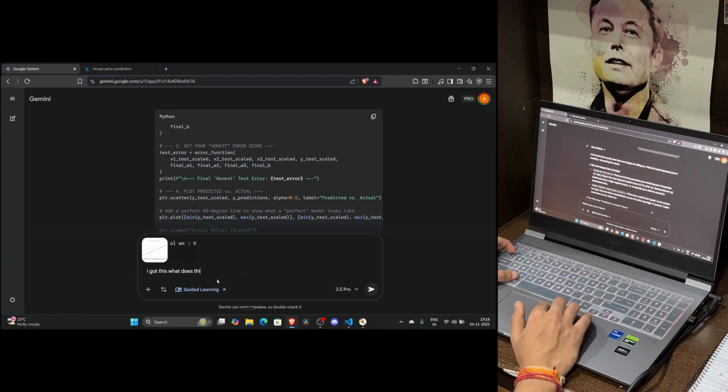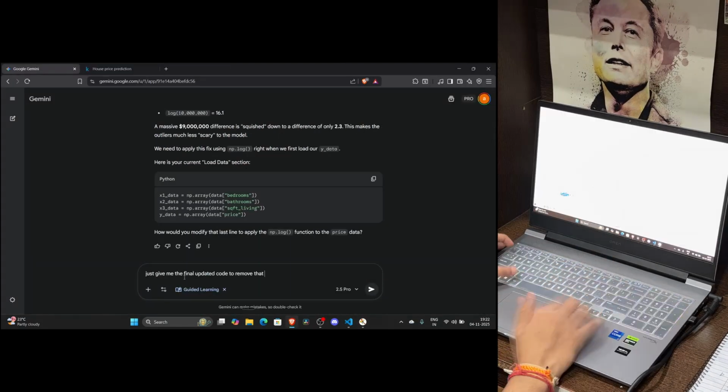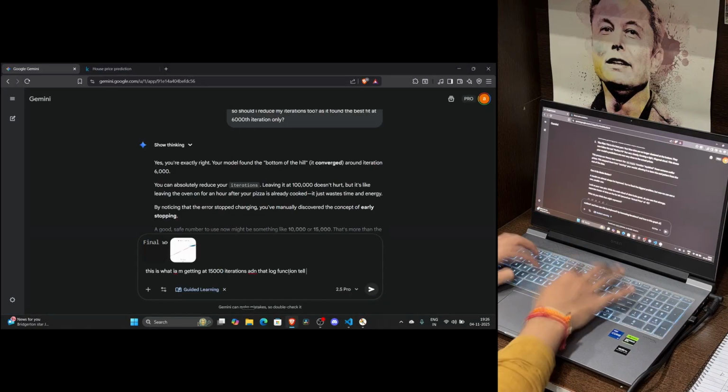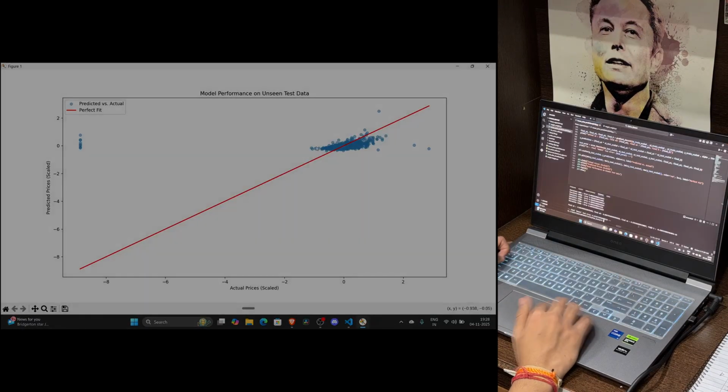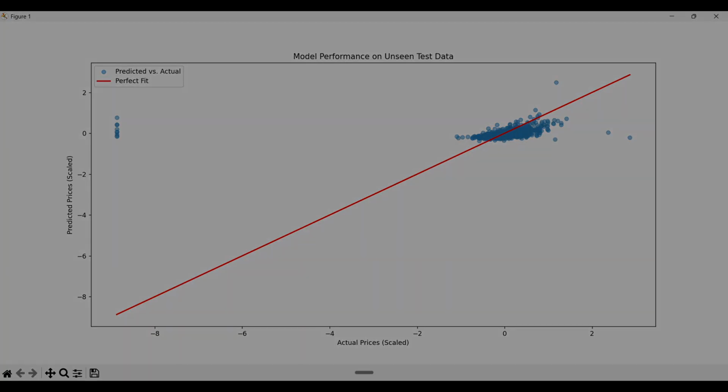The model also revealed that the square foot area had the biggest effect on the house price. Surprisingly, the number of bathrooms and bedrooms had a negligible effect. They were basically irrelevant. It was a great result to see from a model I wrote from scratch.